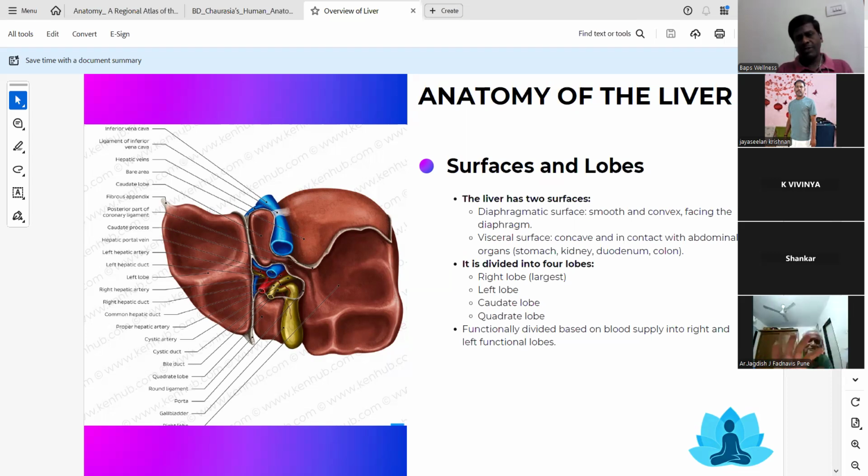With regard to the lobes, there are four lobes. That is the right lobe, which is the largest one, and the left lobe. Then inside beneath, there are the caudate and quadrate, two small lobes. Total four lobes are there. And function is divided based on the blood supply into right and left functional lobes mainly.